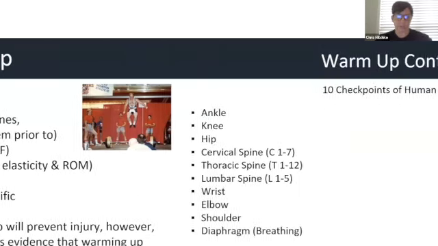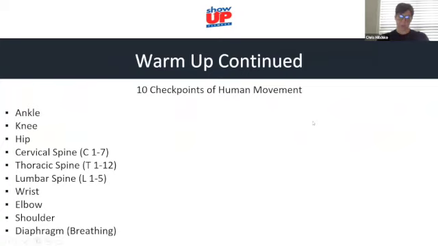All right. So our 10 checkpoints of human movement used to be 9. Now we have 10 with the diaphragm. Starting with the most distal, meaning the farthest away from the midline: ankle, knee, hip, cervical, thoracic, lumbar spine, wrist, elbow, shoulder, diaphragm. Most people forget about the diaphragm.